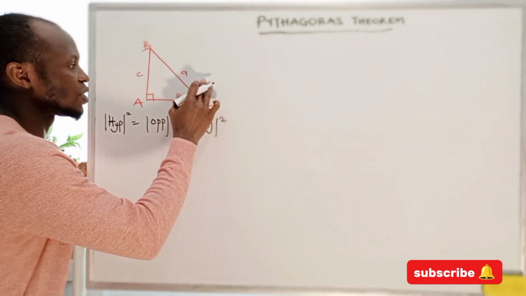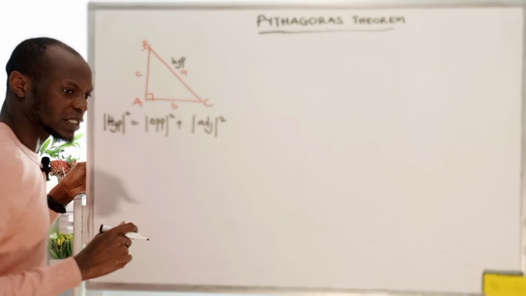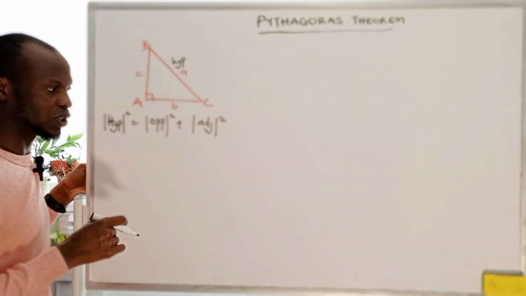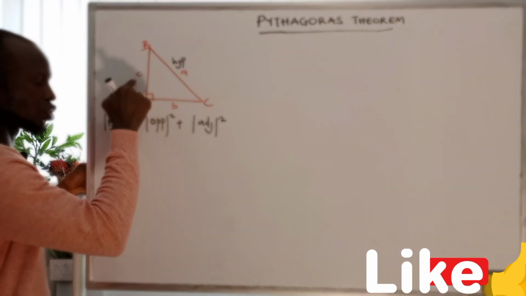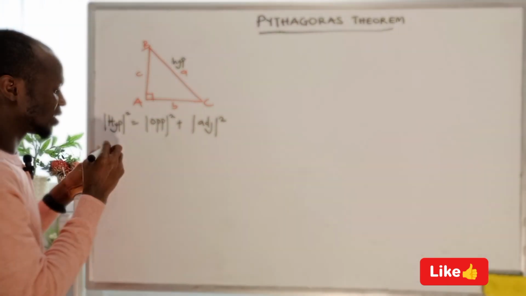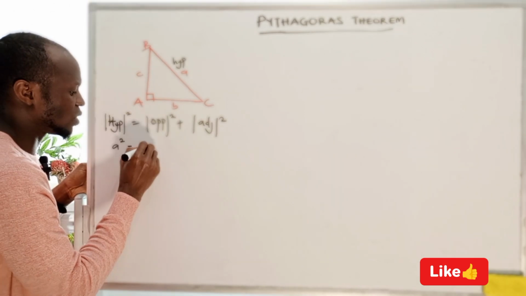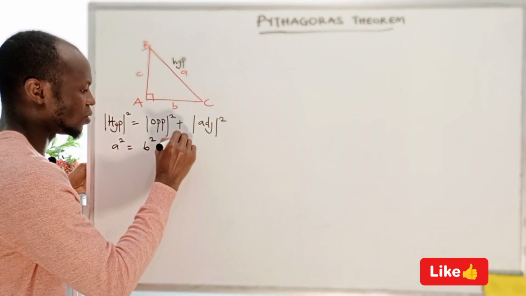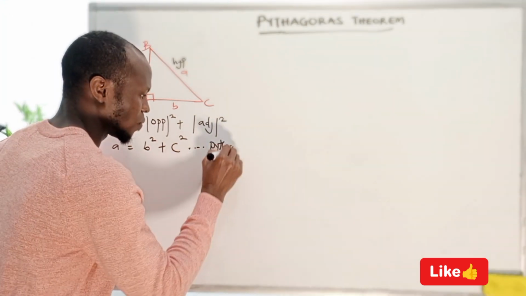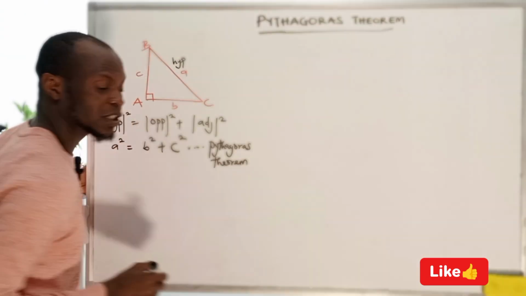Which one is my hypotenuse in this diagram? This is my hypotenuse. Why? Because it is the side that faces the right angle. Because angle is not involved, any of the other sides can be opposite. If I'm looking at this angle, this will be my opposite. So according to this, my hypotenuse, which is A squared, equals B squared plus C squared. This is known as Pythagoras theorem. Very straightforward and simple.